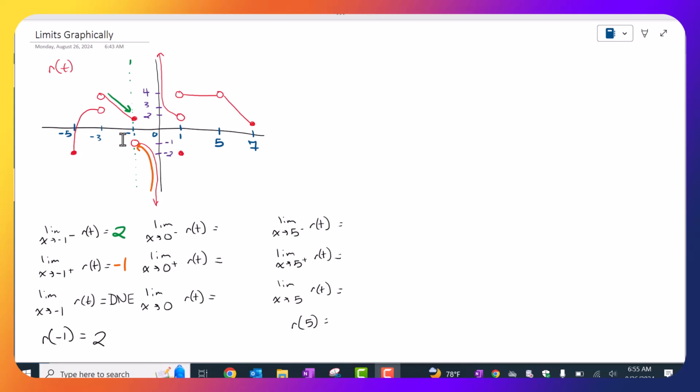Okay. And moving to 0, if we come at 0 from the left, hopefully this color is different enough, we end up going down forever and ever and ever. Well, that's -infinity.